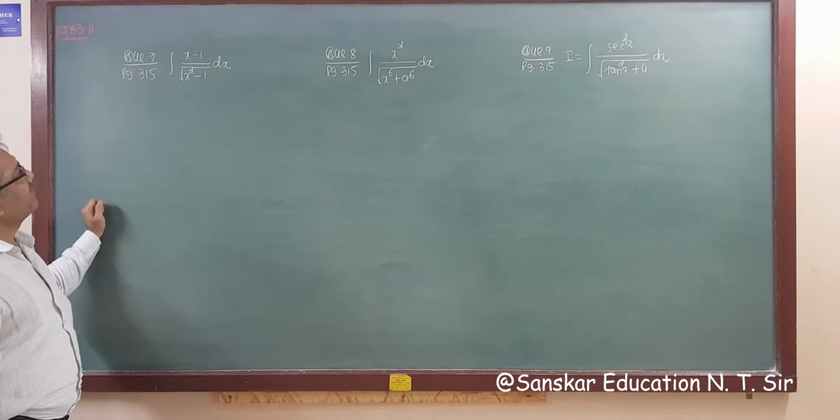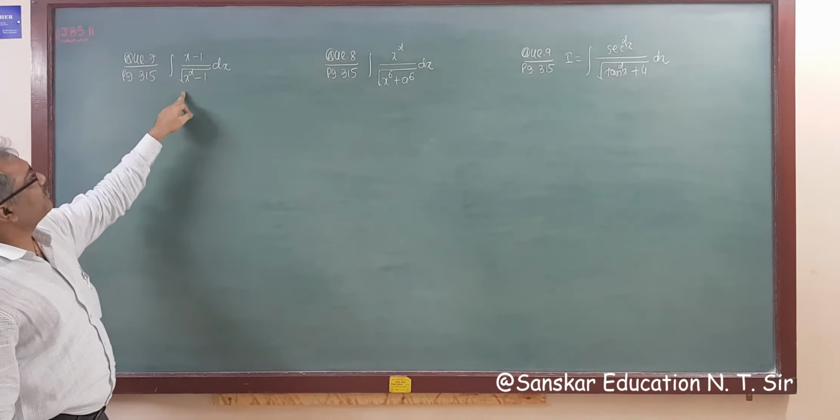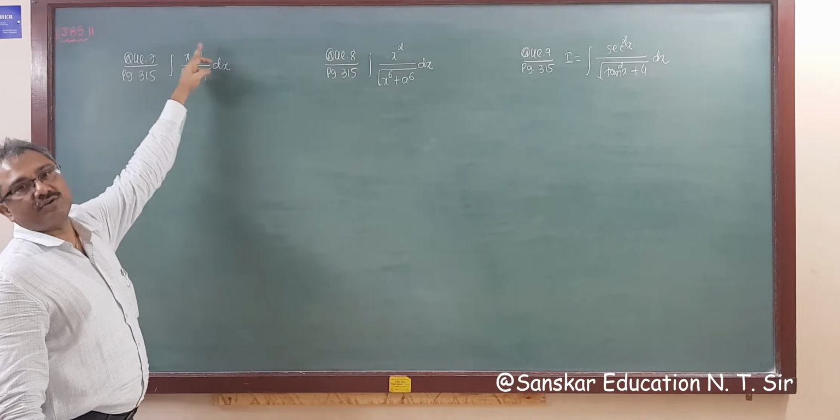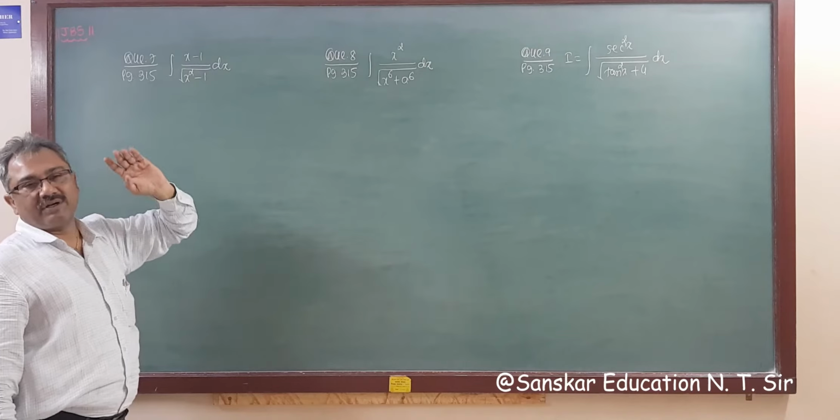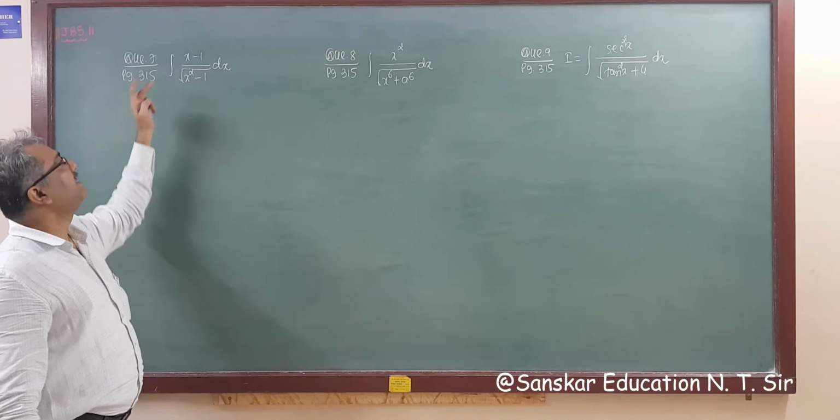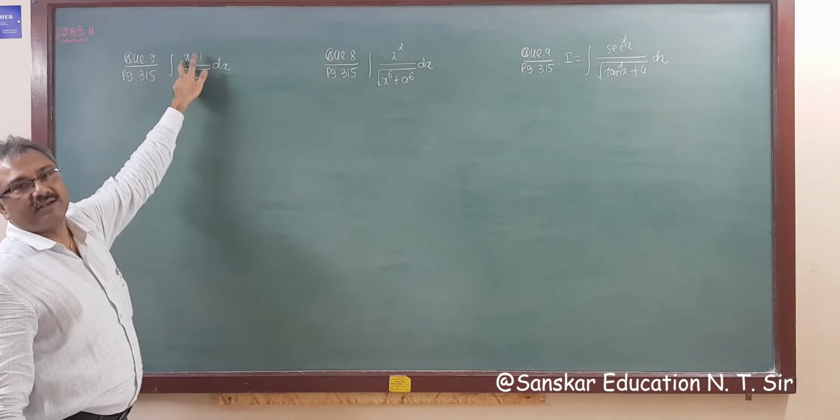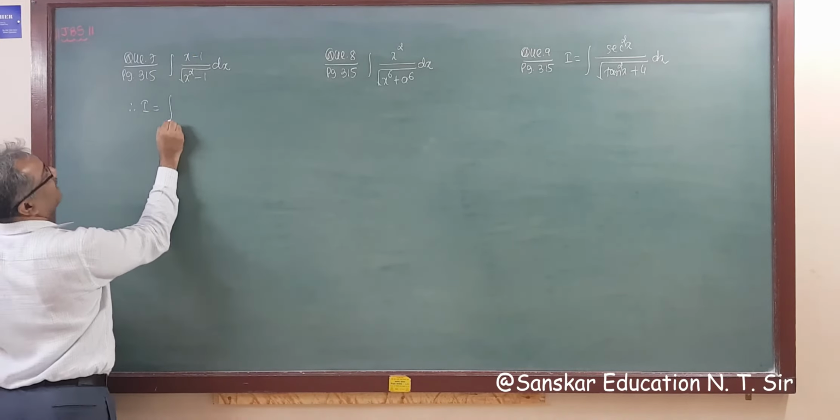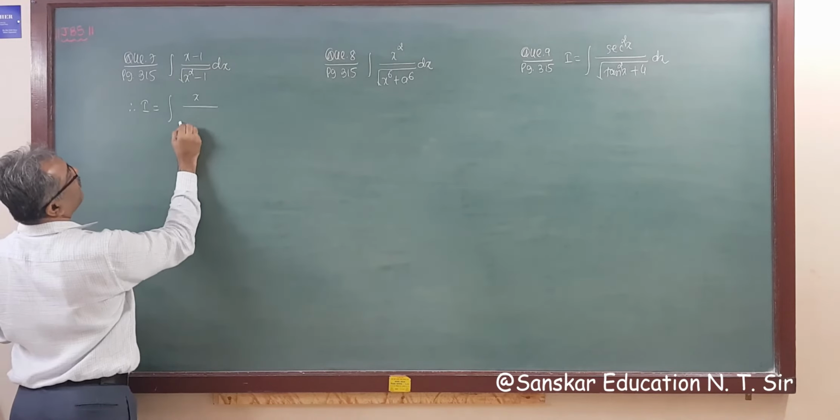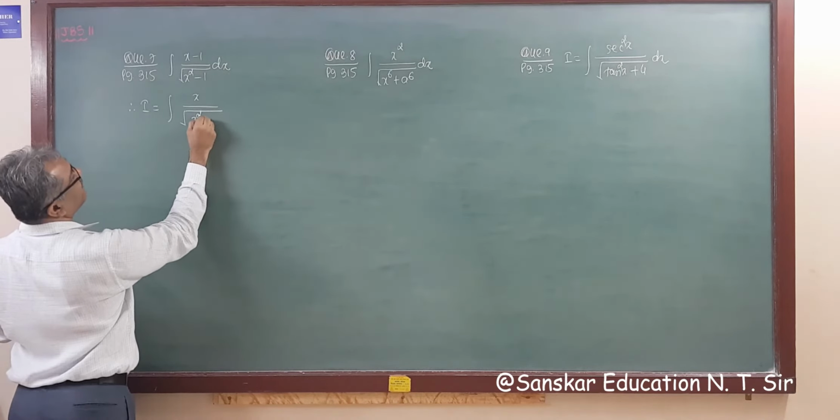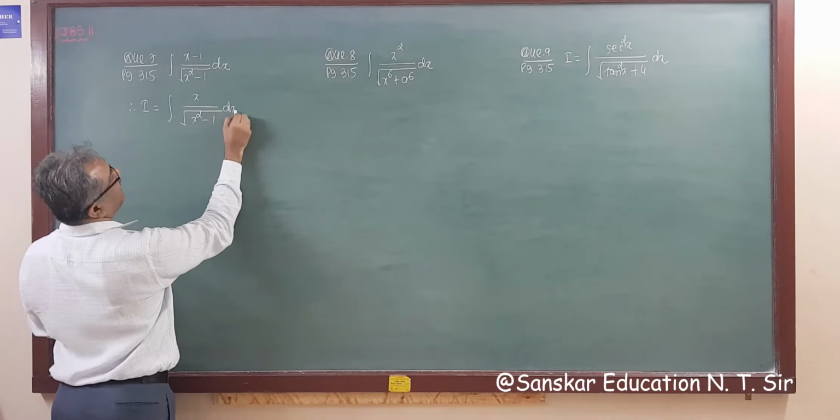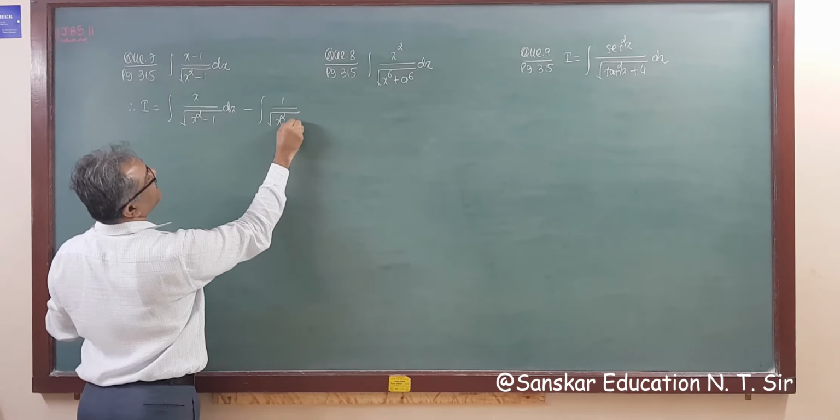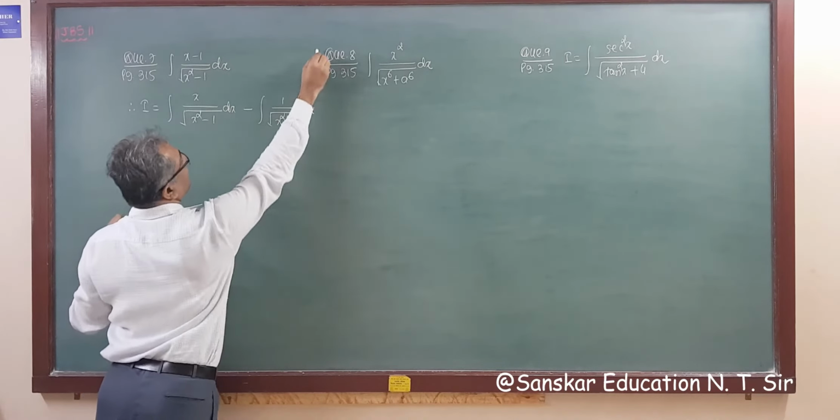Question number 7, page 315. Given integral of x minus 1 upon root x square minus 1 dx. Now the derivative of x square is twice x, but here is also 1. And for the formula we need only a variable, not more than one term. So bifurcating this, what we get? I is equal to integration x whole upon square root of x square minus 1 dx minus integration 1 upon root x square minus 1 dx.